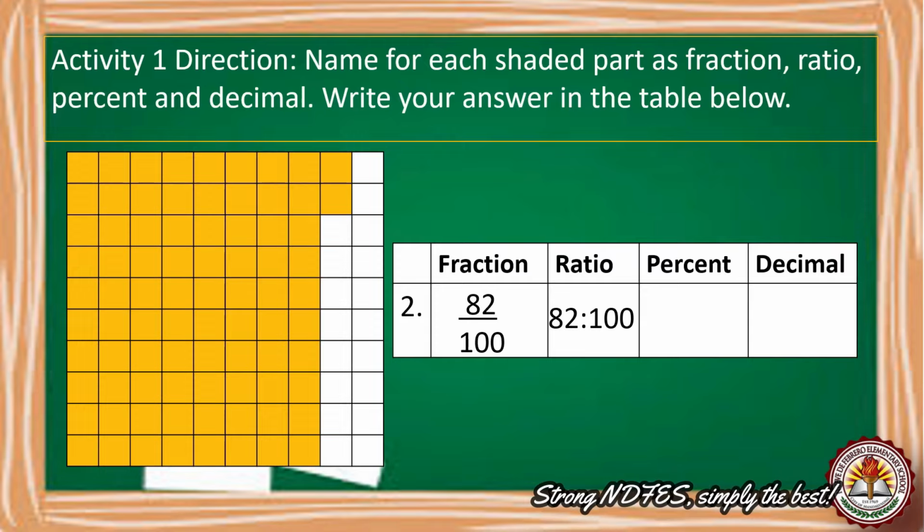Time's up. Let us check. If your answer is 82%, that is correct. Last for decimal, 5 seconds. Go. Okay, time's up. Let us check. If your answer is 82 hundredths, that is correct. I hope you get again a perfect score.